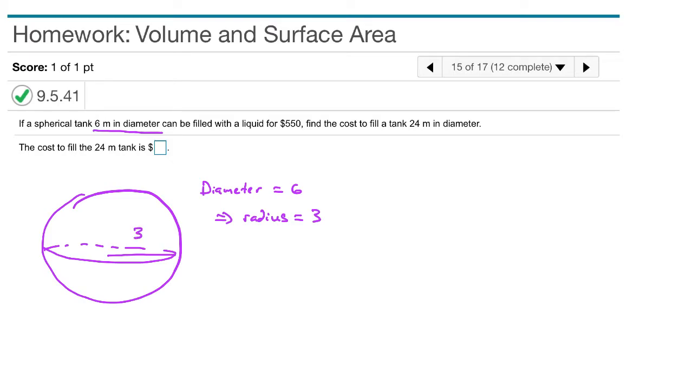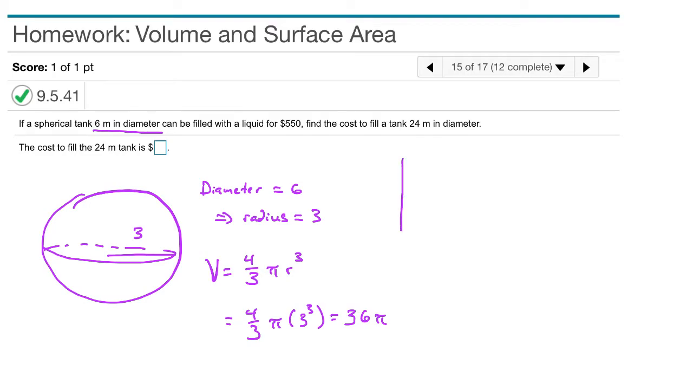Now we can turn to our formula for the volume of a sphere, which is going to be 4/3 pi r cubed. And so when our radius has a value of 3, we have 4/3 pi times 3 to the 3rd power, which ends up giving us 36 pi for the volume of our first spherical tank.